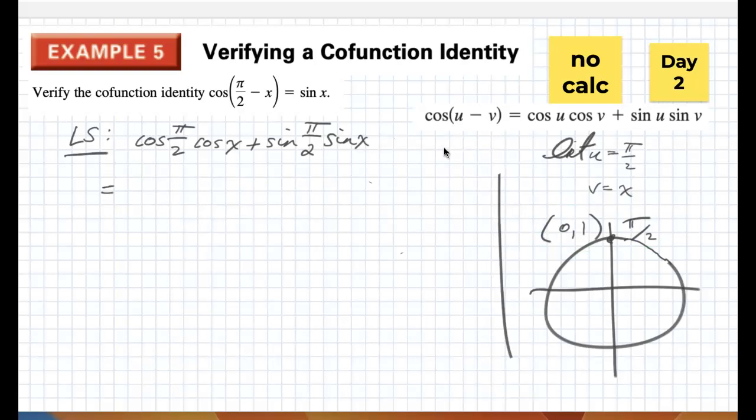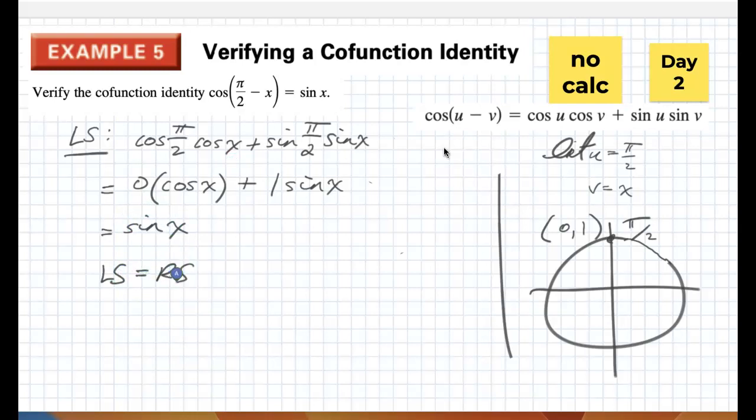Cos pi over 2 is 0, and that would be multiplied by cosine x still, and then we have sine pi over 2, which is 1, and that's multiplied by sine x, and then lo and behold, 0 times cosine x, this term right here, turns into just 0, and you've got sine x. So you've shown that the left side is equal to the right side.